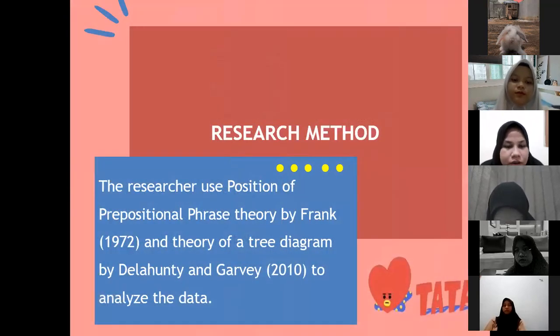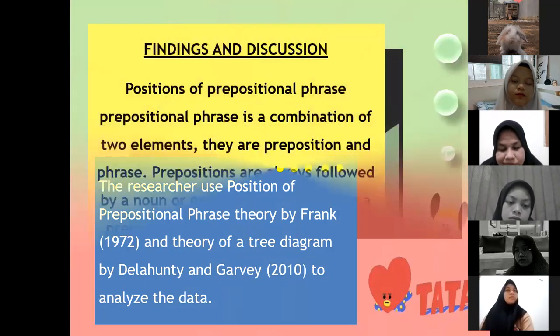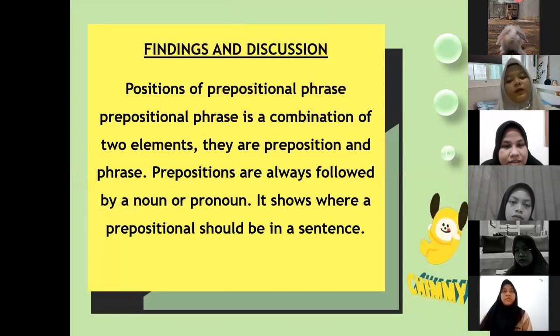The research method. The researchers use the position of prepositional phrase theory by Frank 1972 and the theory of tree diagram by Delahunty and Garvey 2010 to analyze the data. Findings and discussion. Position of prepositional phrase is a combination of two elements. They are preposition and phrase. Prepositions are always followed by a noun or pronoun. It shows where a prepositional phrase should be in a sentence.